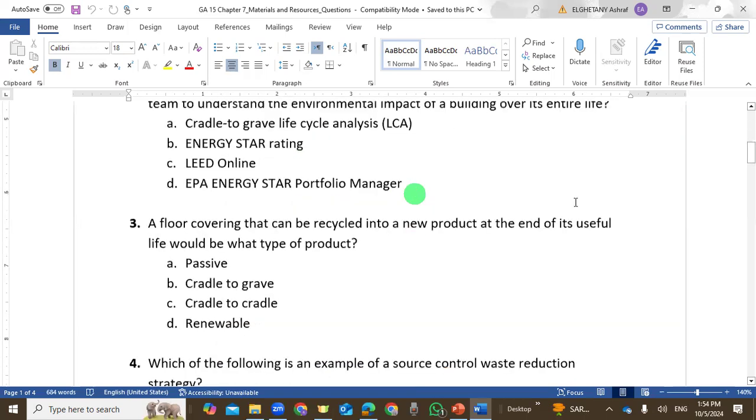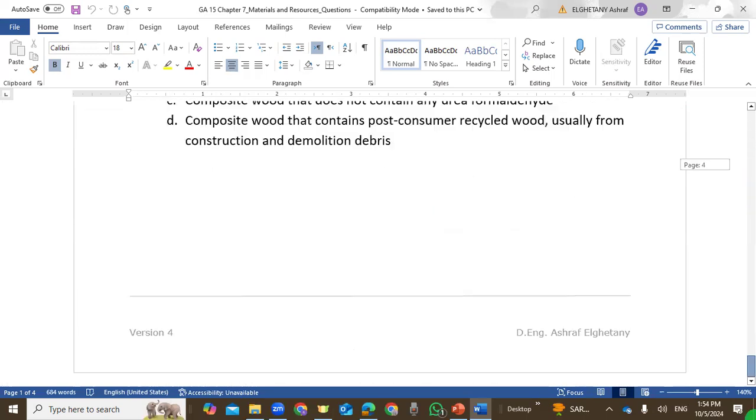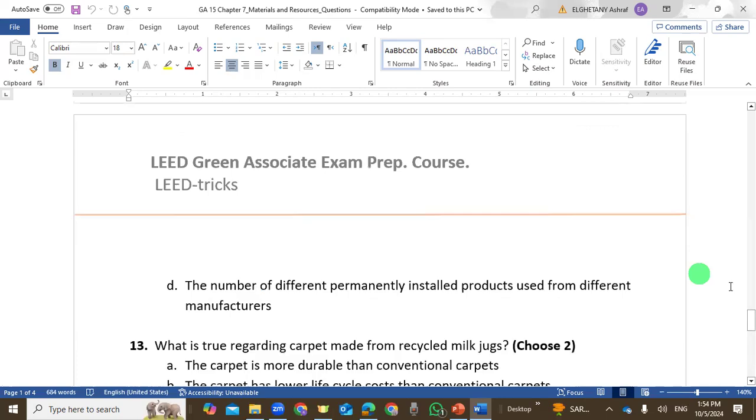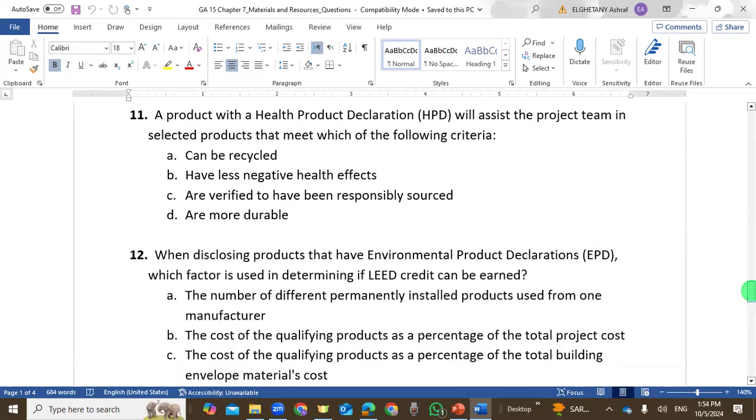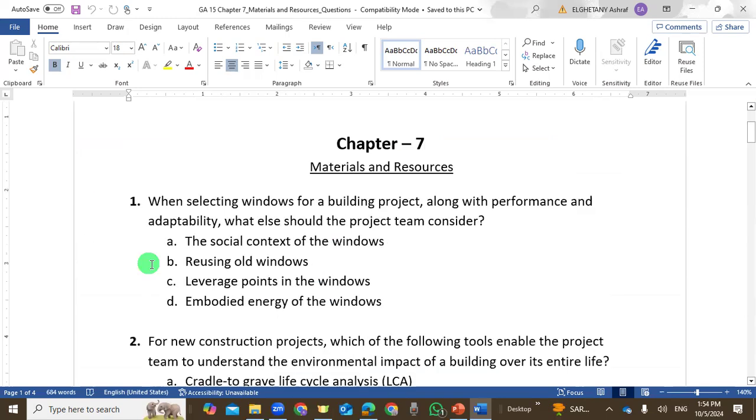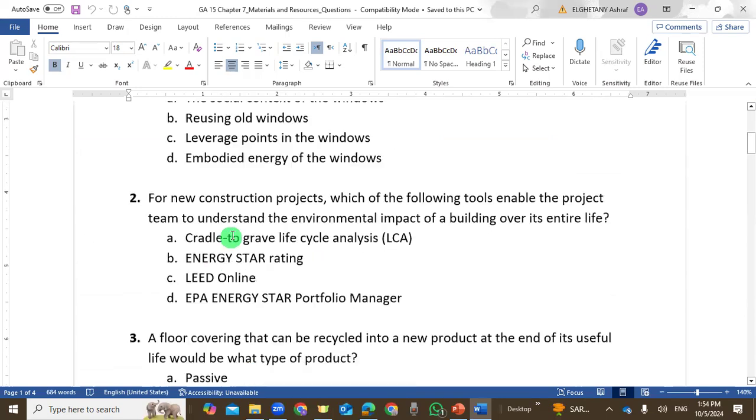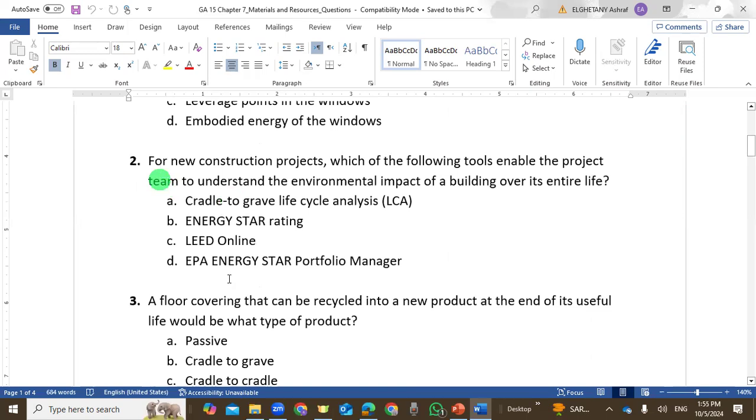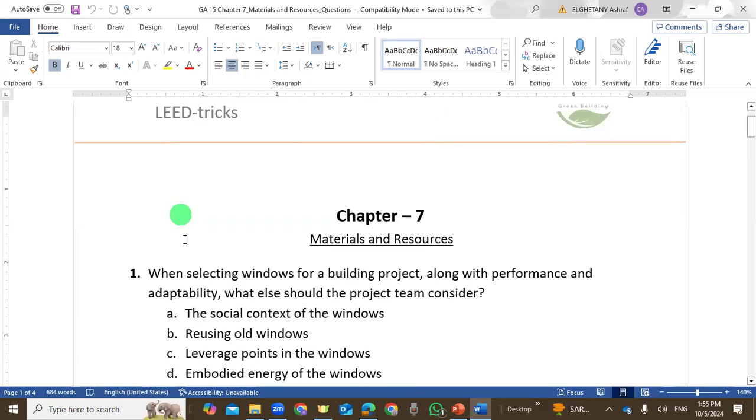Material and resources, how many questions here? Let's see. Only 15 questions, so we'll answer 7 or 8 questions. Okay. Let's start with question number 2. Let's keep it 1 because you always answer 2. When selecting windows for a building, along with performance and adaptability, what else should the project team consider?